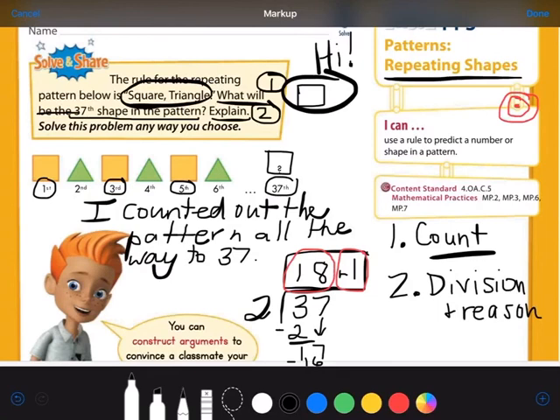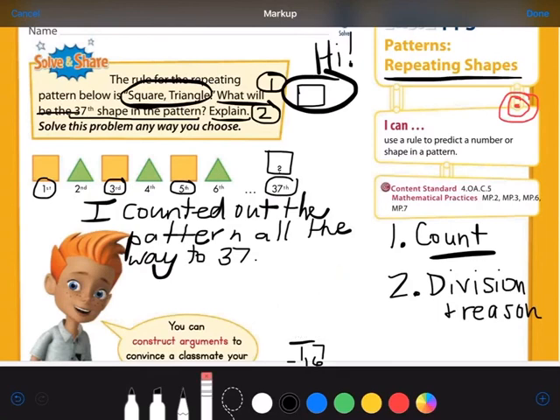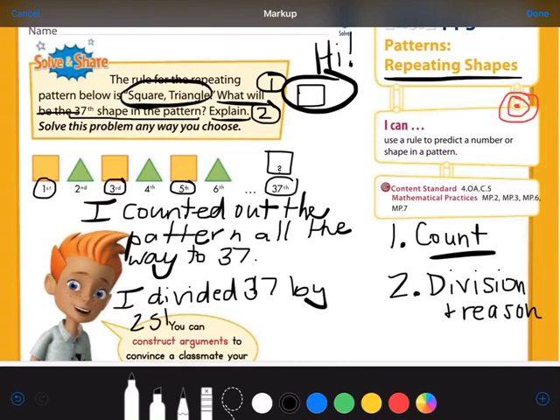So let's say I had to explain these other two ways. I had to, because I do have to explain, right? If I wanted to explain the division way, I could say I divided 37 by two shapes in the pattern.